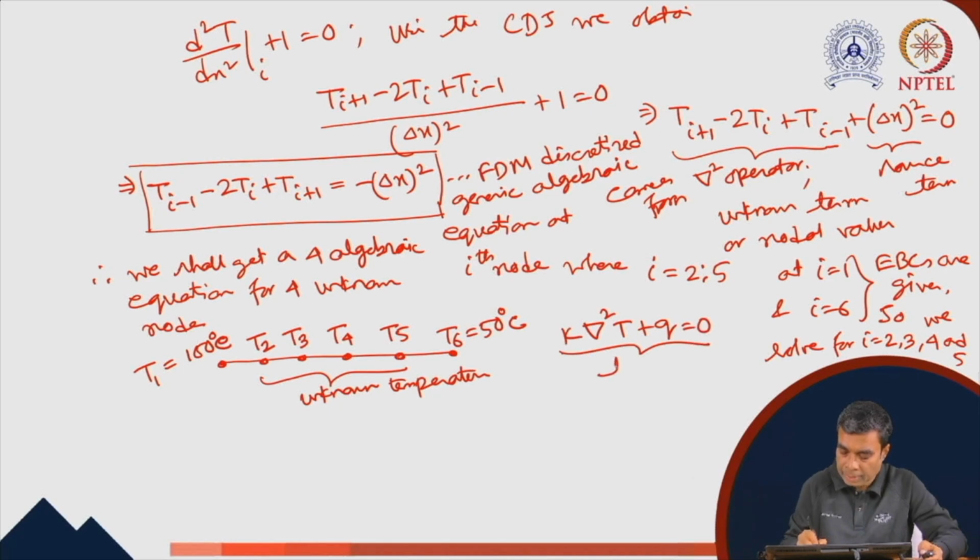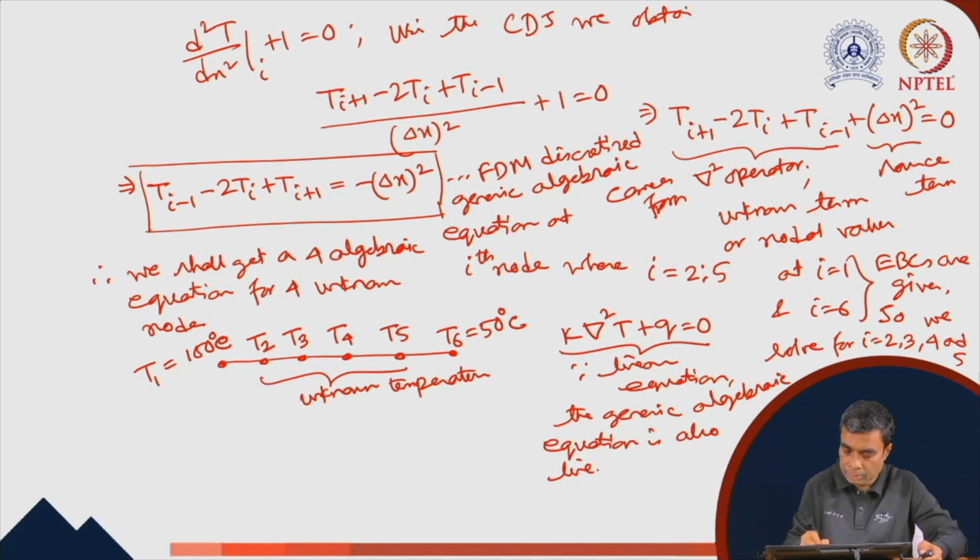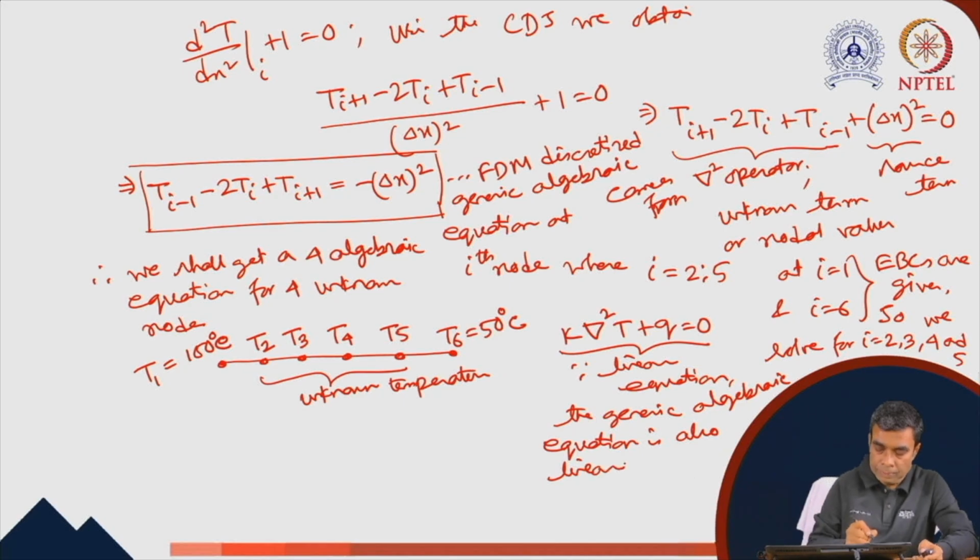Now del square T plus Q equals 0. This is a linear equation. Since this is a linear equation, the generic algebraic equation is also linear. Now we shall write the equations at the unknown nodal points by putting the values of i.